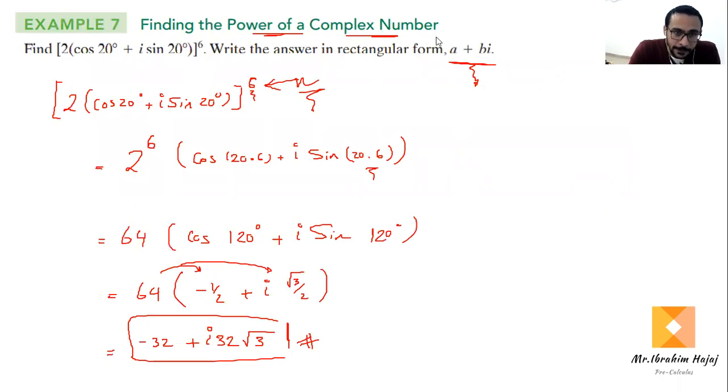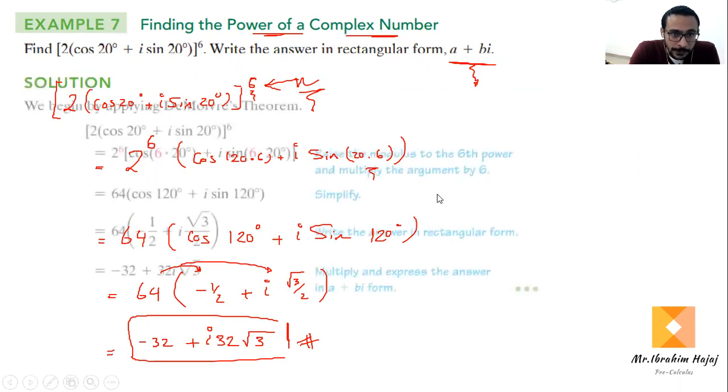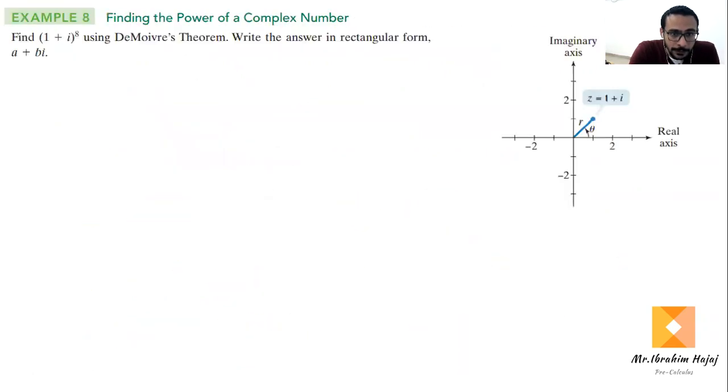Example number 7, and here this one also checkpoint number 7. In example 8, find (1 plus i) to the power of 8 using De Moivre's theorem. Write the answer in rectangular form.